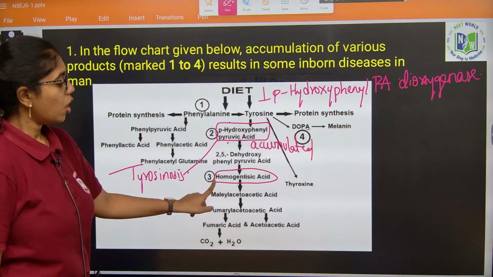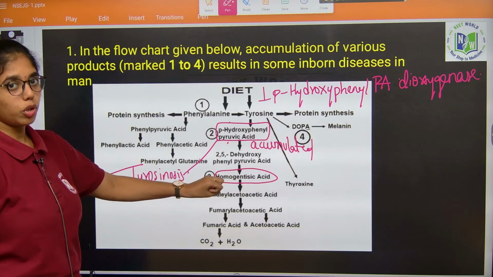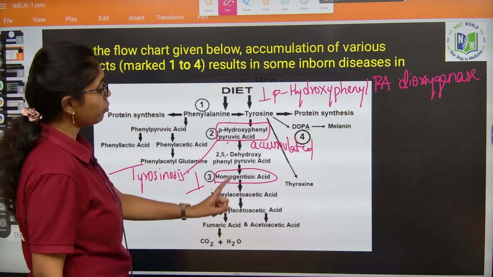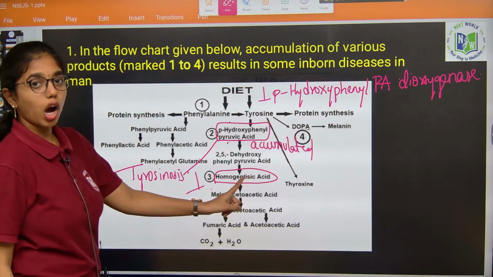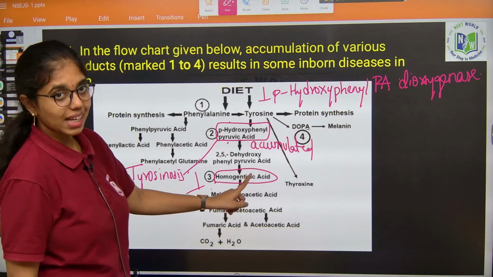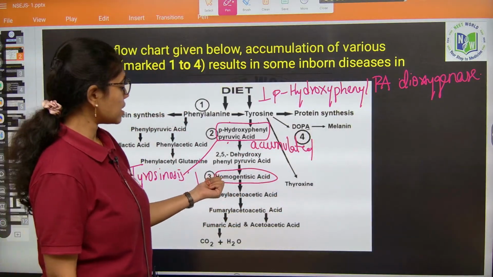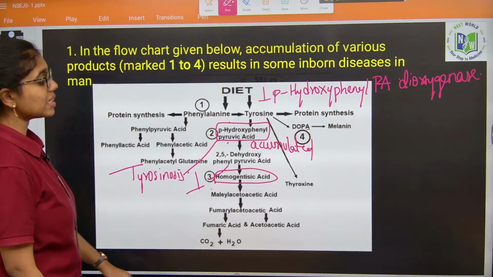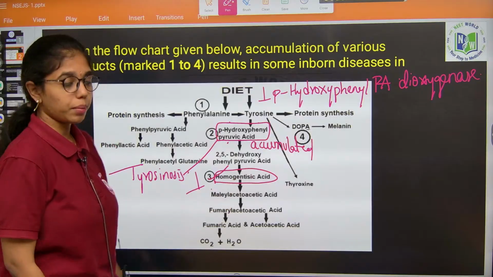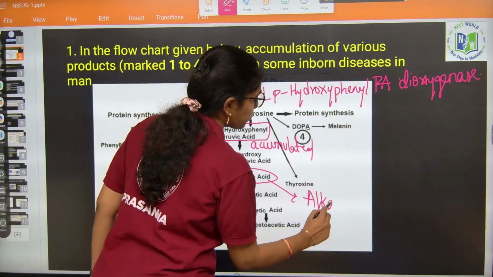Next, at this step, homogentisic acid is accumulated. This is because of the deficiency in the enzyme homogentisic oxidase. Because of the deficiency of that enzyme, homogentisic acid gets accumulated and this results in the inborn disease alkaptonuria. Remember that. This gives what disease? Alkaptonuria.